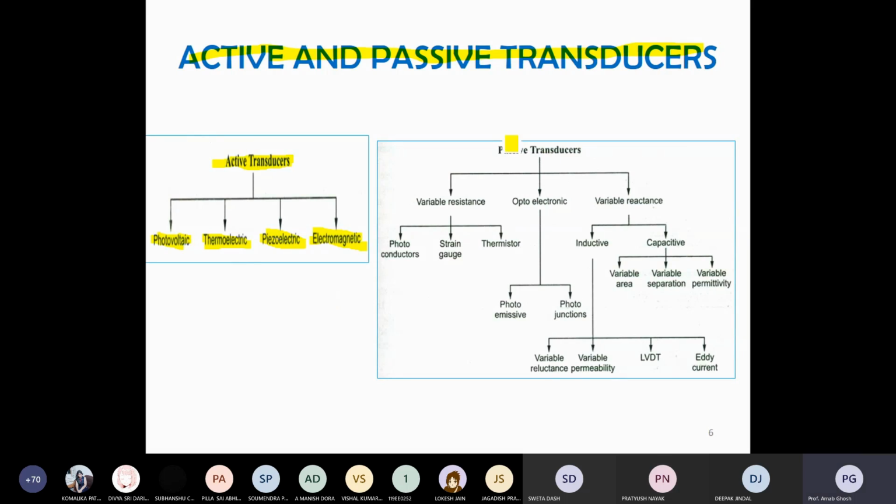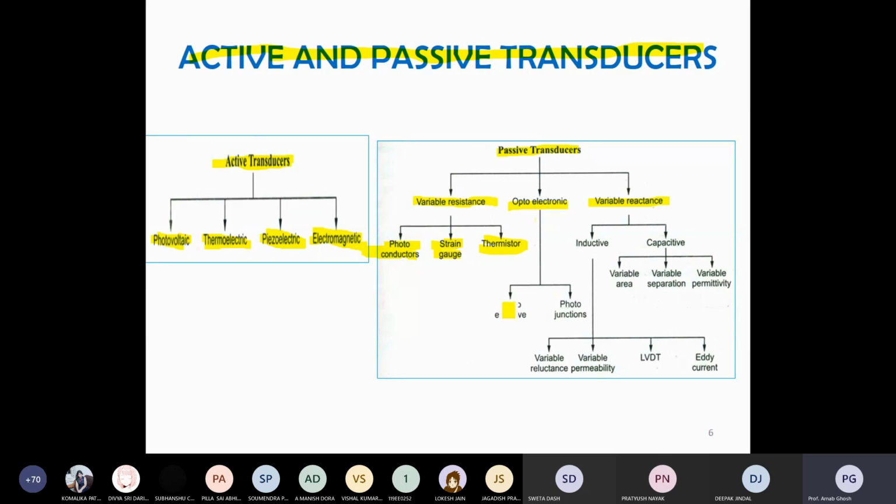Then passive transducers: variable resistance, optoelectronics, variable reactance. In all these cases you have to give additional EMF sources. These are all examples of passive transducers. So I think you are able to understand what is an active transducer and what is a passive transducer. Variable resistance means photoconductance, strain gauge, thermistor. These are all variable resistance transducers, and all are passive transducers.